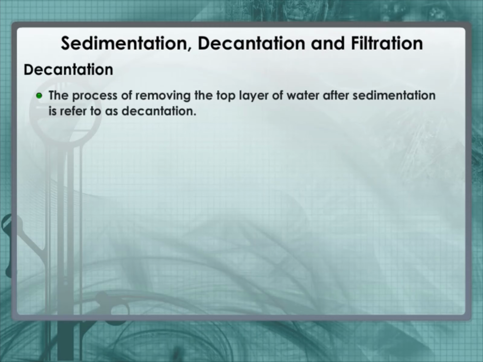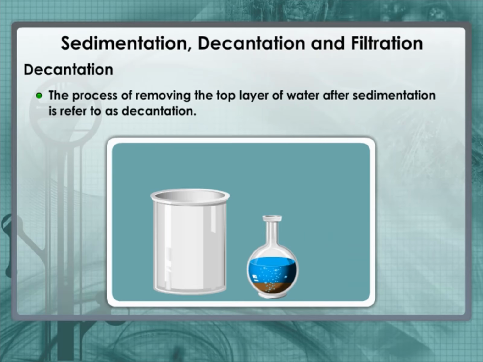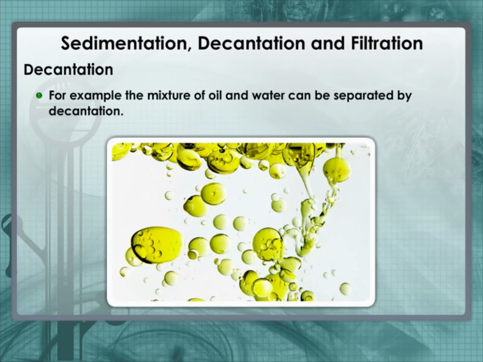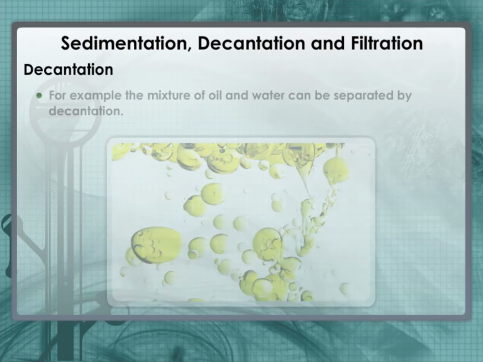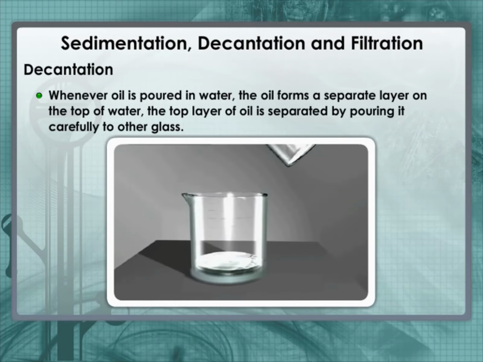Decantation. The process of removing the top layer of water after sedimentation is referred to as decantation. For example, the mixture of oil and water can be separated by decantation. Whenever oil is poured in water, the oil forms a separate layer on the top of the water. The top layer of oil is separated by pouring it carefully into another glass.